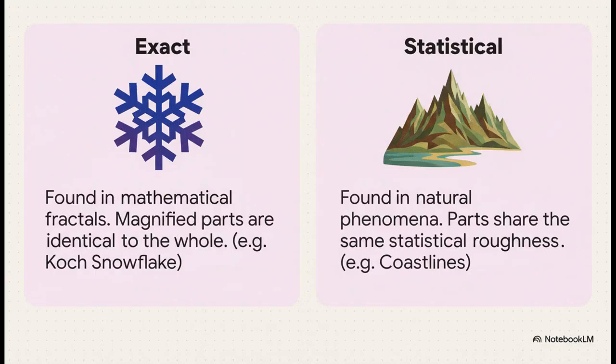Now, this idea comes in a couple of different flavors. On one hand, you've got exact self-similarity. This is the perfect, pristine mathematical kind you see in things like the Koch snowflake. Every zoomed-in piece is a perfect, identical copy. But then there's statistical self-similarity. That's what we see in nature. A small piece of a coastline isn't an exact copy of the whole thing, but it has the same character, the same general level of jaggedness. And that consistent roughness is precisely why the length just keeps on growing.